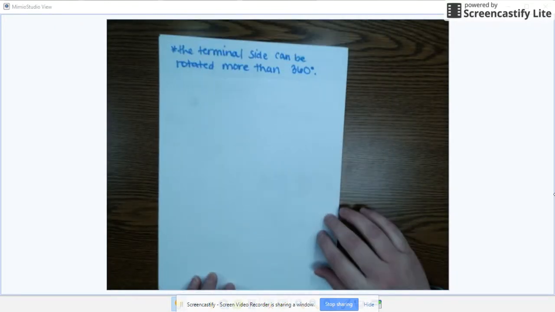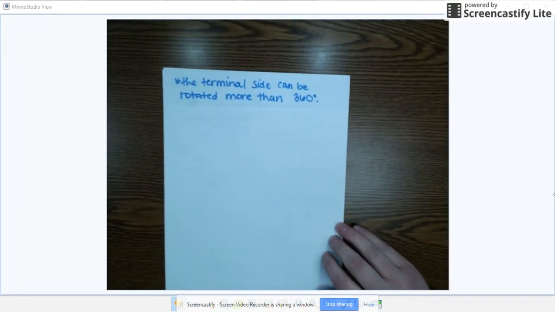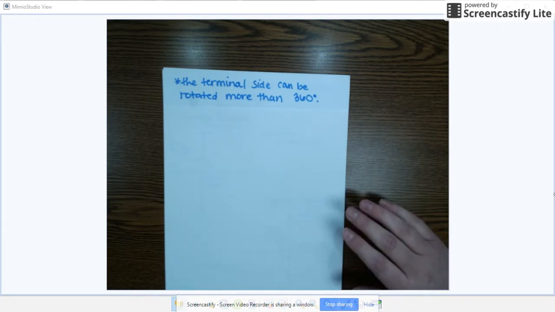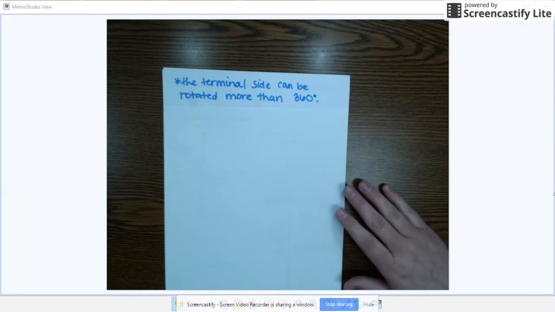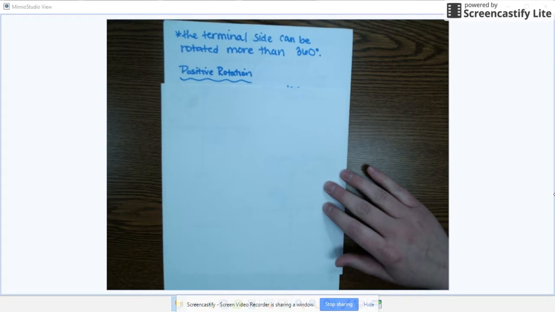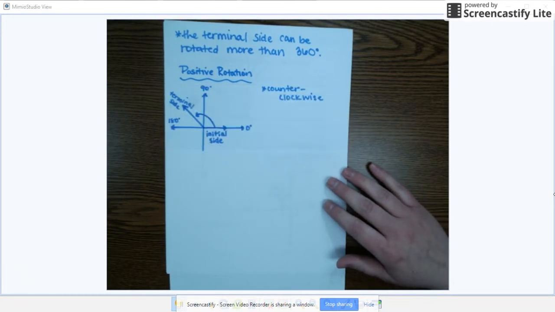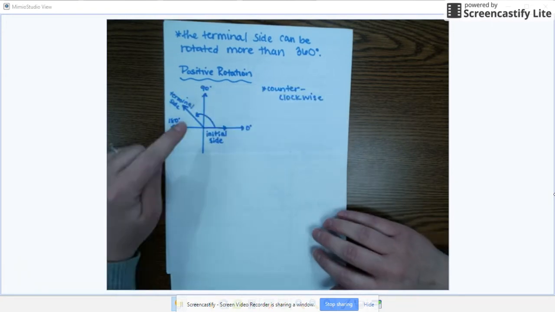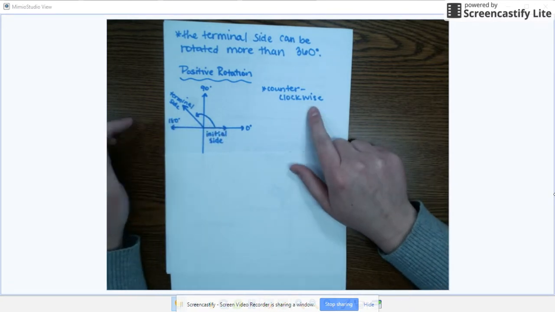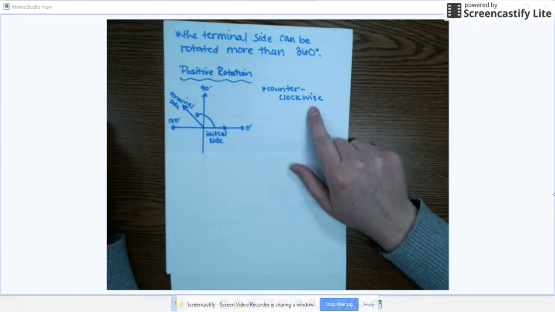It is important to note that the terminal side can be rotated more than 360 degrees, so we can go all the way around our coordinate plane and then some additional degrees. We can rotate in a positive direction and a negative. We're going to look at the positive direction first. It's important to note that positive rotations go in a counterclockwise direction.